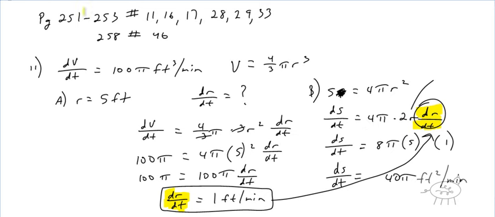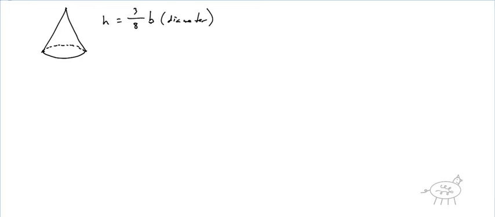So let me erase this here. This is what you have. You have your cone here, your conical pile. Try to draw a little 3D picture there. And they give you a little information. First of all, they tell you that the height is 3/8 of the base diameter. Okay, and let's put that in diameter here. So they're telling you that the height of the pile is also 4 meters. So the h here is 4 meters.